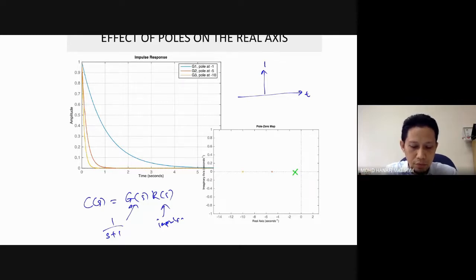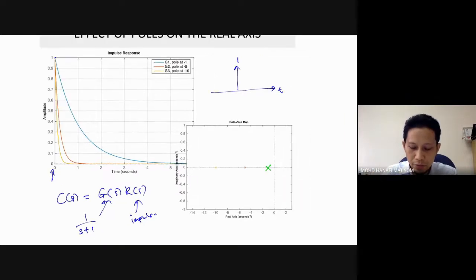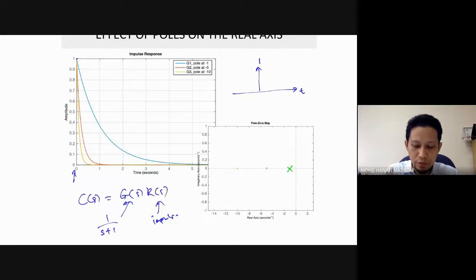It starts at time equals 0. At time equals 0, the amplitude is 1. Okay, so as the time approaches 5 seconds, 1, 2, 3, 4, 5, it decays. It decays and approaches 0.